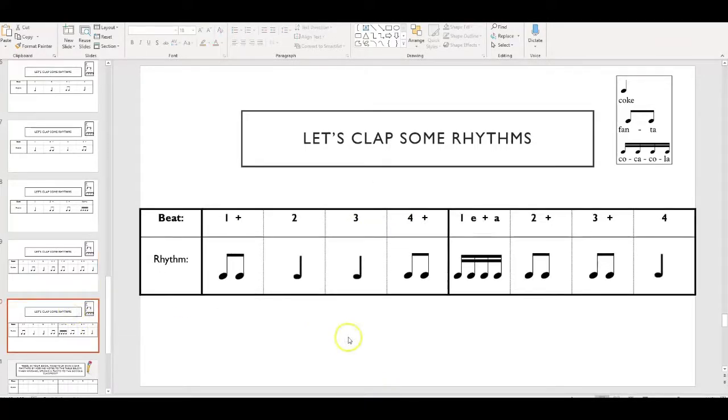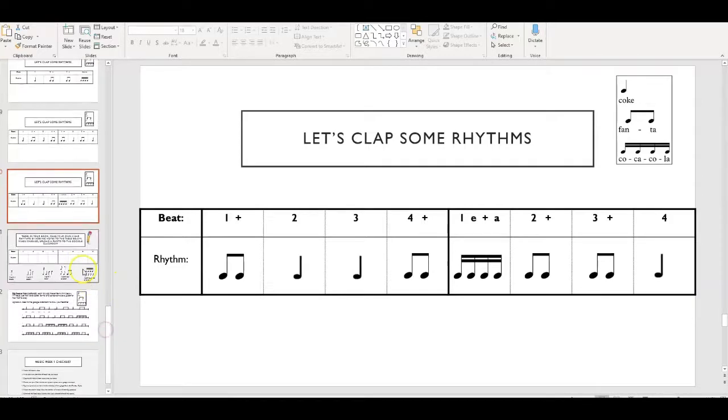All right, let's try this last one. It's a bit more complicated, but I'm sure we can do it. Okay, I'm going to use the words Cokes and Fantas just to help us with this one. Okay, here we go. 1, 2, 3, 4. Fanta, Coke, Coke, Fanta, Coca-Cola, Fanta, Fanta, Coke. Good. Fanta, Coke, Coke, Fanta, Coca-Cola, Fanta, Fanta, Coke. Great.